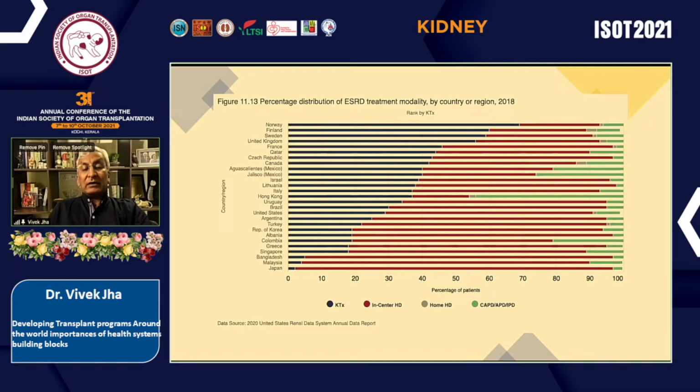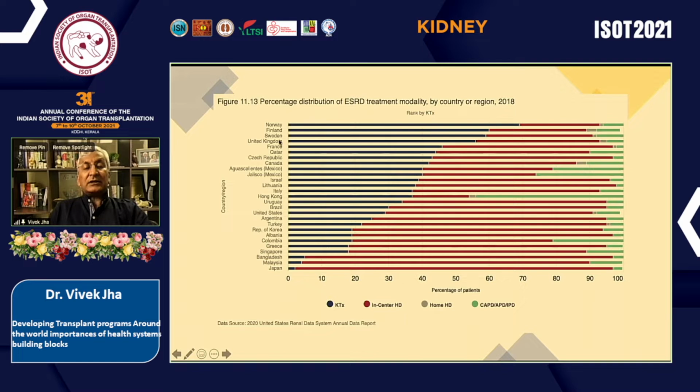We know that the use of kidney transplantation as the optimal modality of kidney replacement therapy varies around the world. This particular slide, taken from the US annual data report, ranks countries in terms of their utilization of kidney transplantation as the preferred modality.